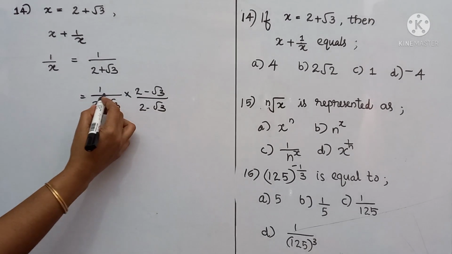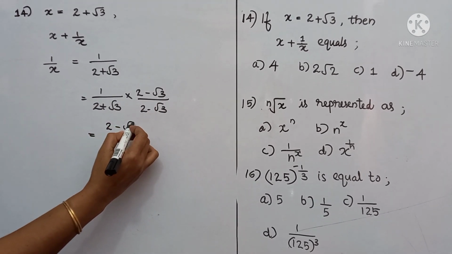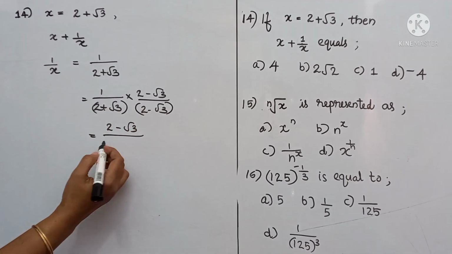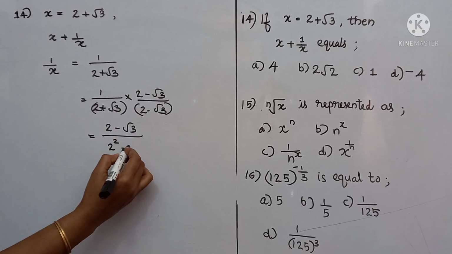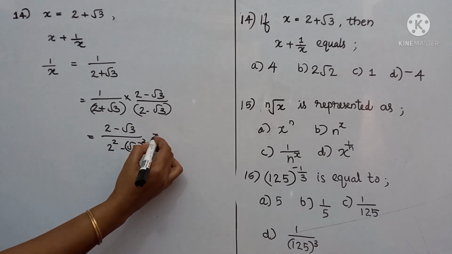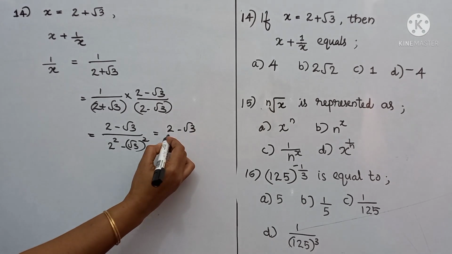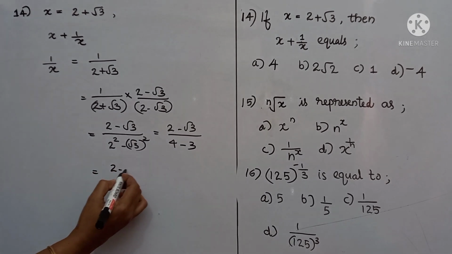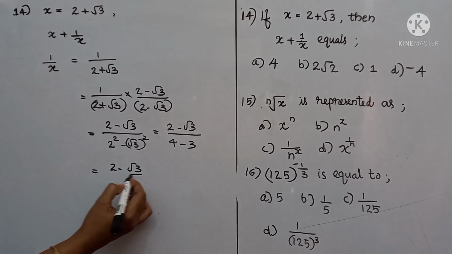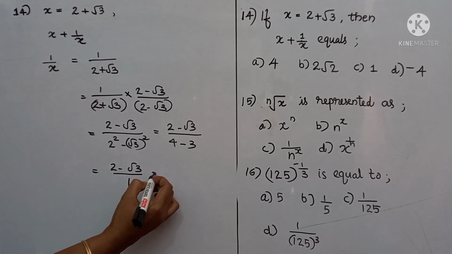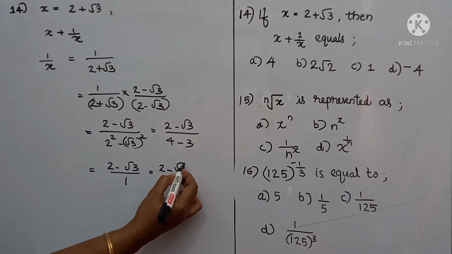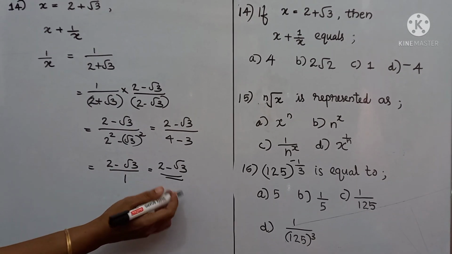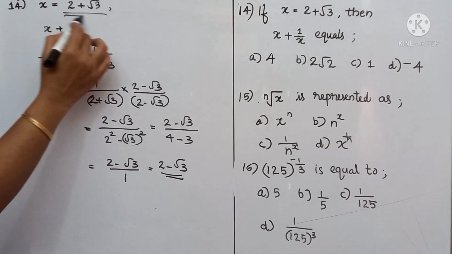Now we are getting 1 into 2 minus root 3 is 2 minus root 3 divided by, here it is of the form a plus b into a minus b, a square minus b square. So it is 2 square minus root 3 square, that is equal to 2 minus root 3 divided by 4 minus 3. 2 minus root 3 then divided by 4 minus 3 is equal to 1, that is equal to 2 minus root 3. Here 1 by x we have got 2 minus root 3 and x is already given 2 plus root 3.